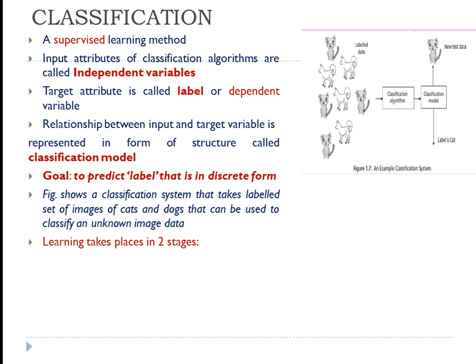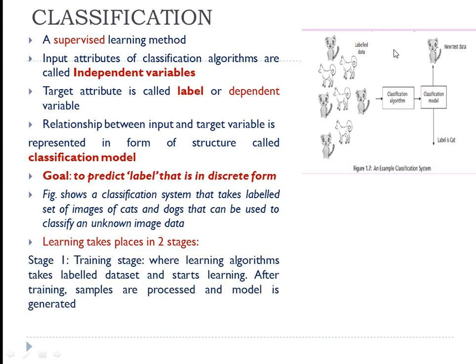Basically, the goal of a classification problem is to predict a label which is in discrete form. Now coming to the learning. The learning will take place in 2 stages. The first stage we call the training stage.